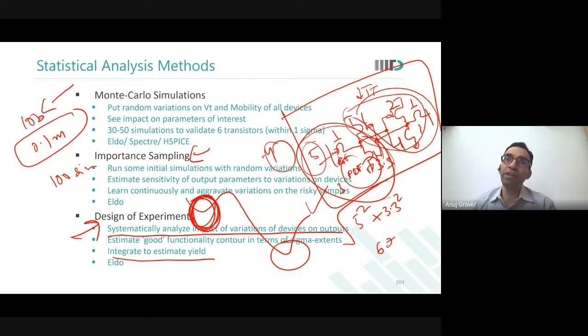But if you're trying to find out the read current, worst case read current, then there are many variables involved. Then you will probably do Monte Carlo or importance sampling and get the result. Because the DOE analysis is not as simple for the worst case read current, because you need statistics. Okay.